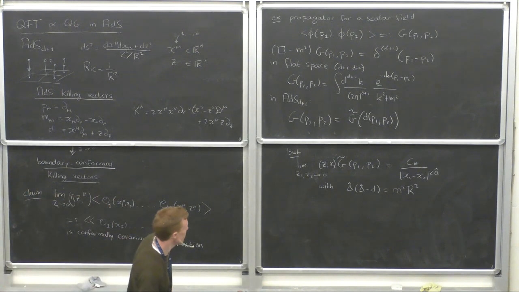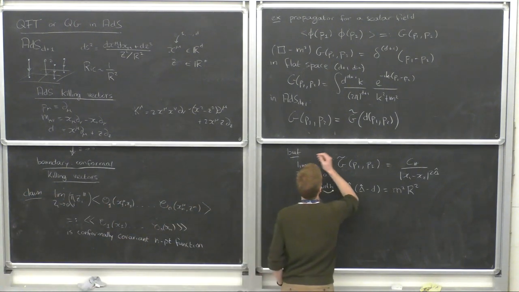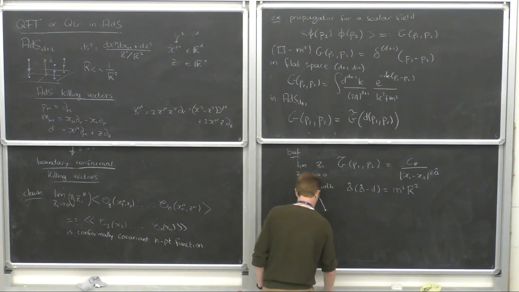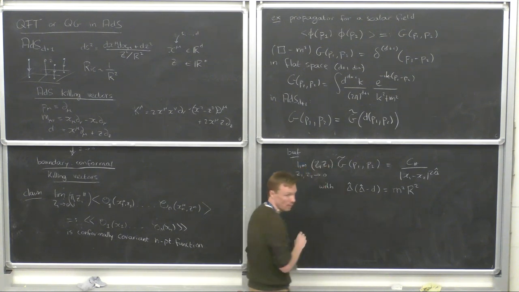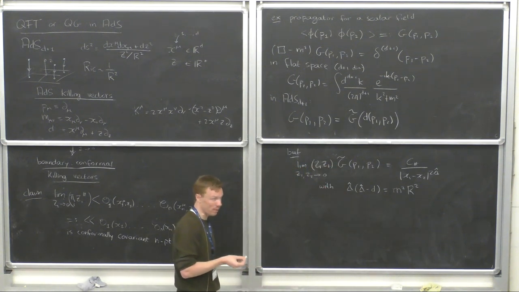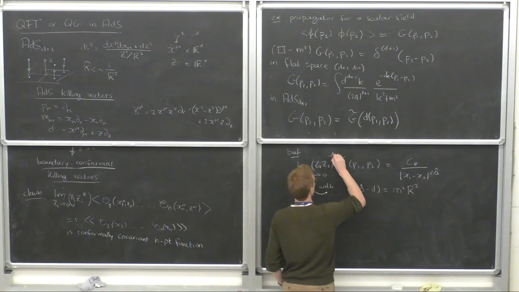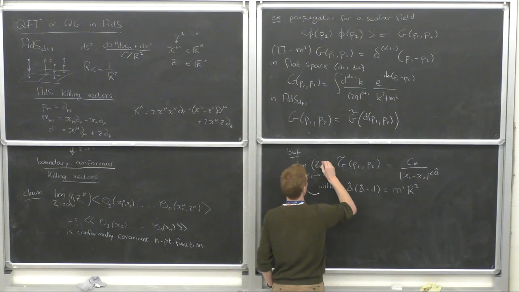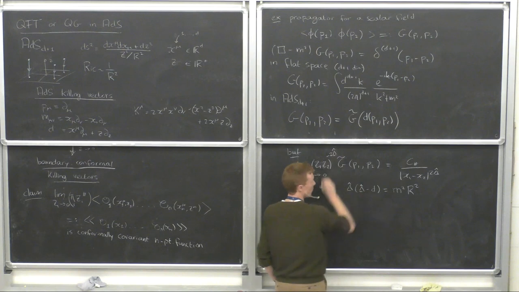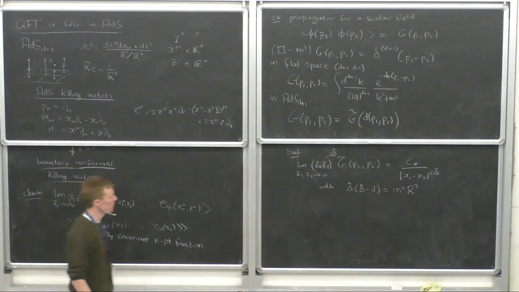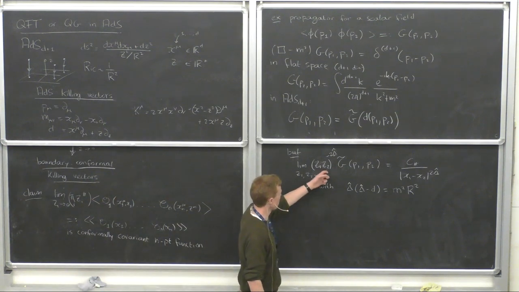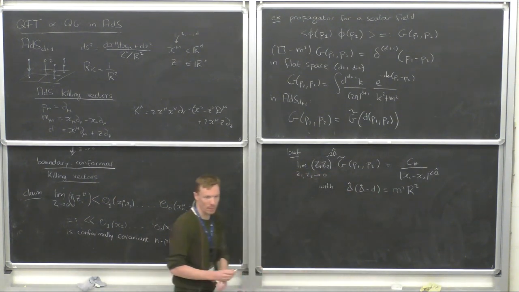So to get something non-zero, what I have to do here in general is insert some divergent factors to offset it. And the right offset turns out to be z1, z2 to the minus 2 delta. This turns out to be the right factor, which was kind of natural, because now it has sort of the same image.